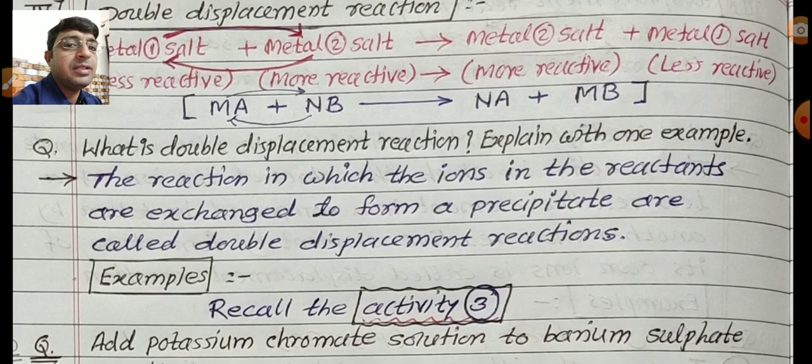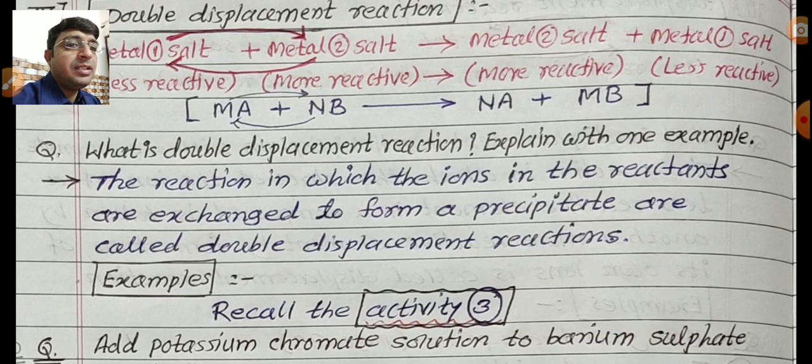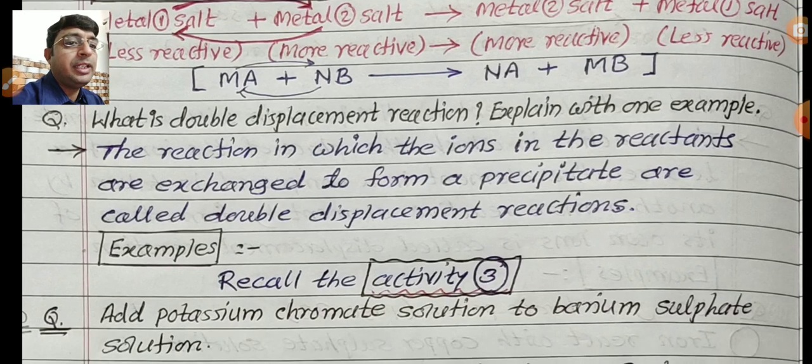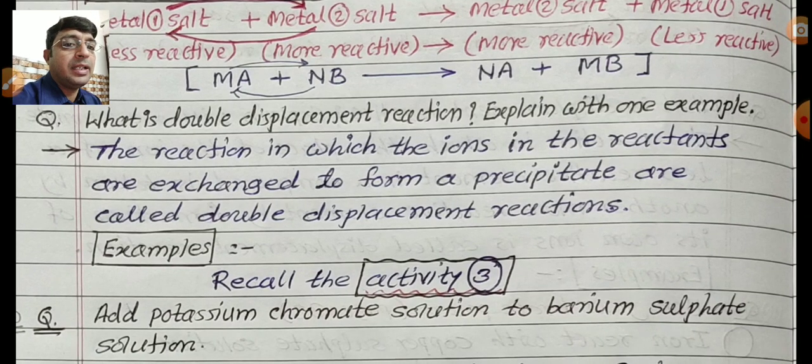So the question is asked, what is a double displacement reaction? Explain with one example. Answer. The reaction in which the ions in the reactants are exchanged to form a precipitate is called double displacement reaction. Example. Recall that activity number 3. What is that activity number 3? Add potassium chromate solution to barium sulfate solution. So we already learned that reaction in activity number 3. With the help of that reaction, write down the answers given in the textbook.